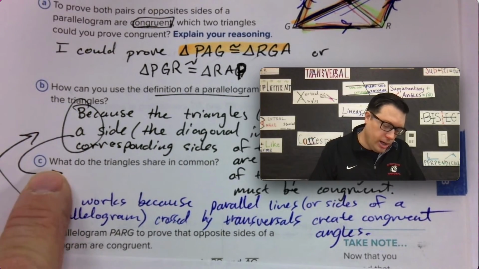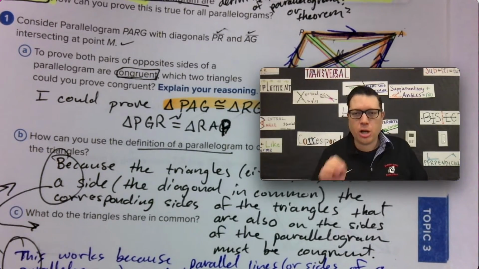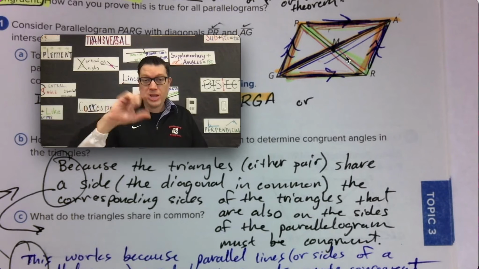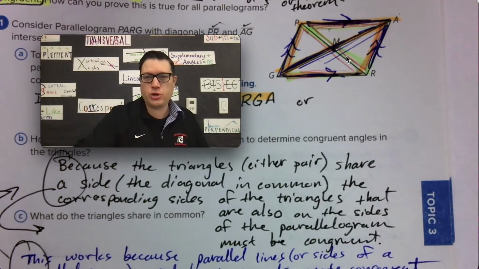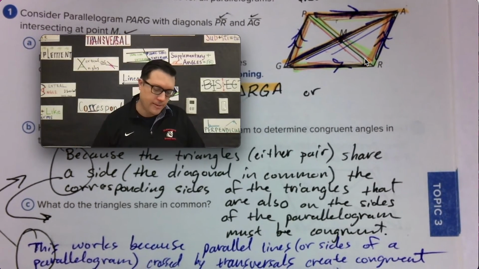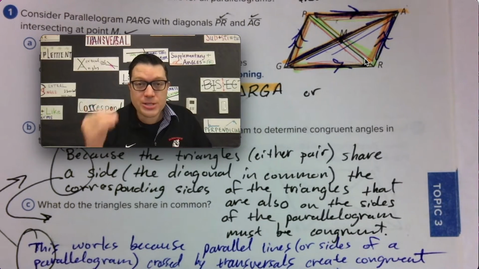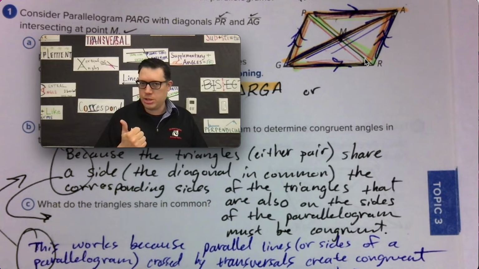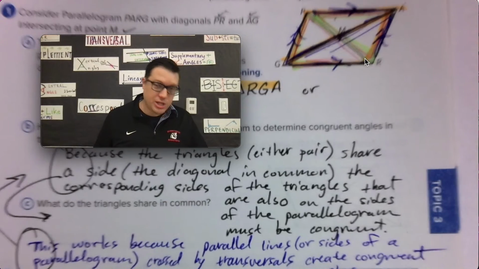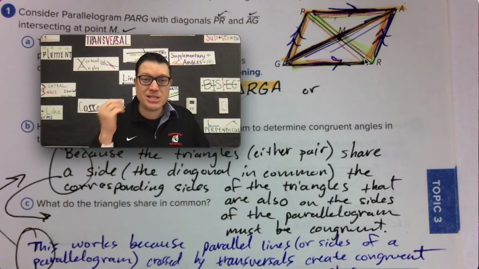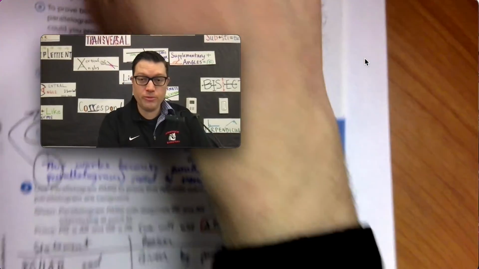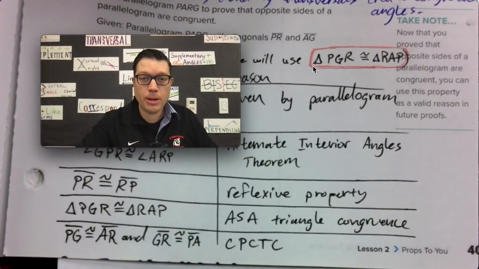Now, what do the triangles share in common? This works because the triangles share a common side. Take a look at what's underneath these triangles, this PR, that's shared by two triangles. Or if you look at the other two pairs of triangles, we have AG, orange to orange, those two triangles also share the same side. Because they share the same side and the sides are parallel, we can look for alternate interior angles and the same side on both triangles. Once we establish that there are three characteristics both triangles have in common, we can write a proof. Let's write a proof to prove that opposite sides in parallelograms are equal.